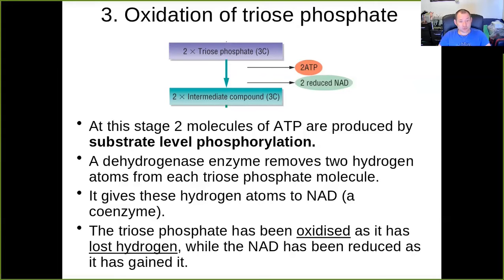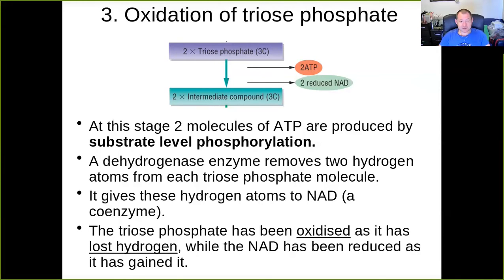So at this stage, 2 molecules of ATP are produced by substrate level phosphorylation. A dehydrogenase enzyme, it's obviously removing hydrogen, dehydrogenase. The dehydrogenase enzyme removes 2 hydrogen atoms, one from each triose phosphate molecule. The H goes onto the NAD, thus reducing it and making something called NADH. It's happening twice because there are 2 triose phosphate molecules.